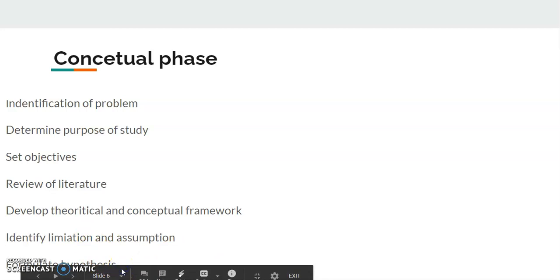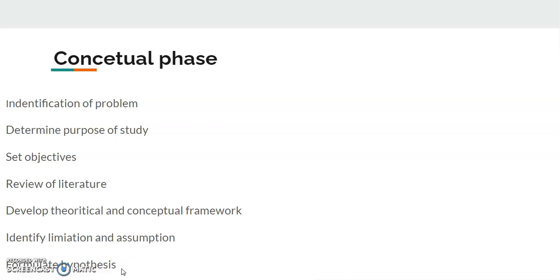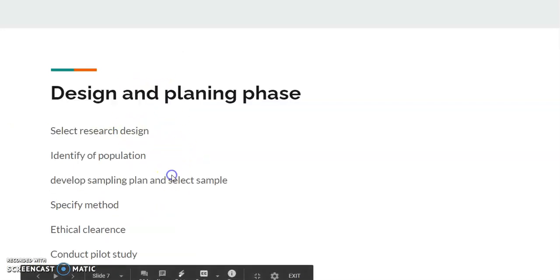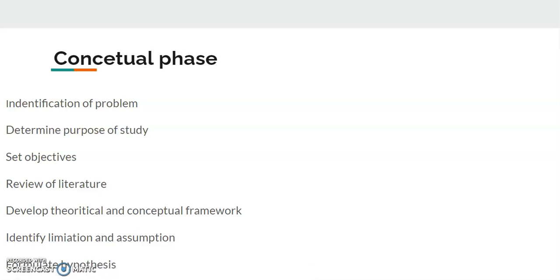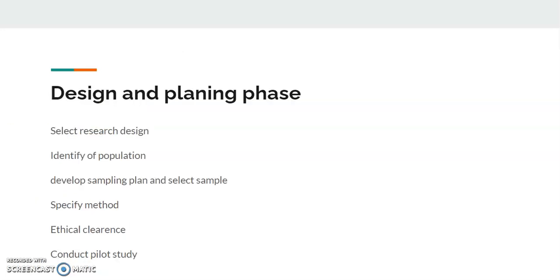Hypothesis is nothing but the researcher's expectation. We are all going to study every single part of this in coming units. Okay, so in conceptual phase, you identify the problem, you define its purpose, why you need that problem, set objectives, do review of literature, conceptual and theoretical framework, identify limitation and assumptions. So what you expect at the end of the study is written as a statement called hypothesis. So you do all these things in conceptual phase. The next one is design and planning phase.